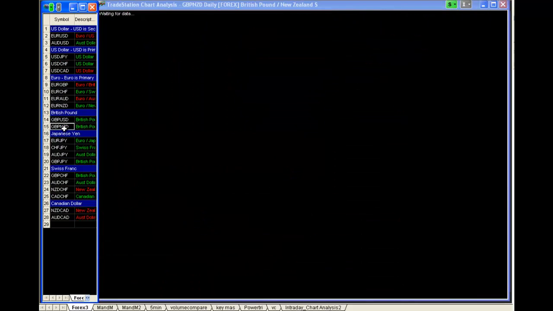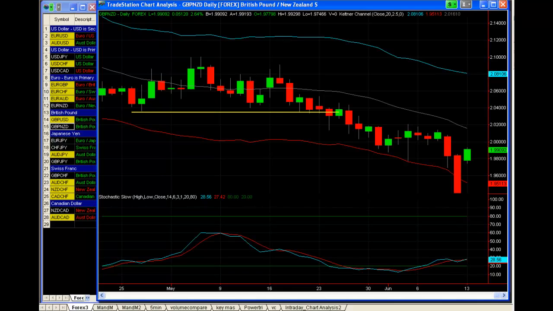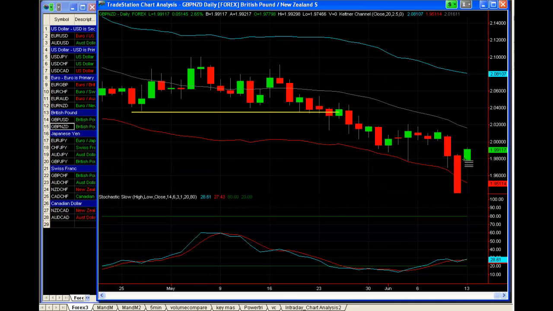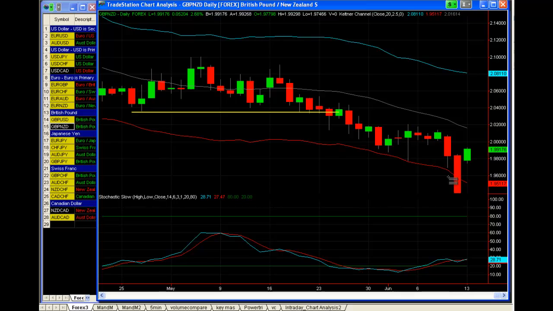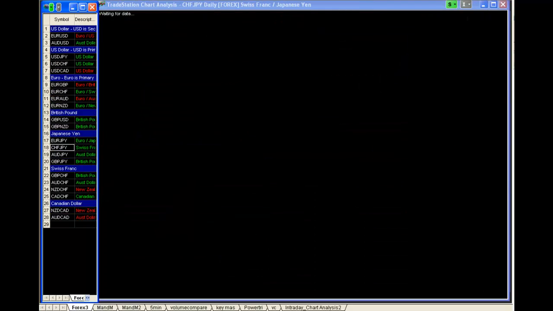Here is the pound Kiwi, the pound versus the New Zealand dollar. Once again, you can see this big move to the downside here on Friday, and then it's offsetting it here. This is what Linda Raschke calls an ouch opening, by the way. Okay, so the euro yen is sitting in the middle of this previous consolidation, right now holding support. See if it continues to do that.